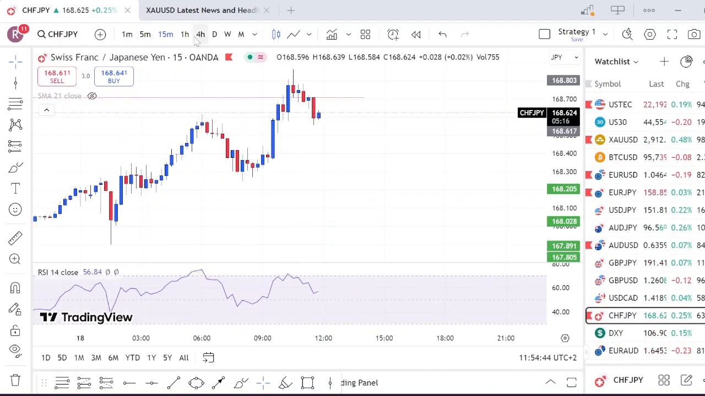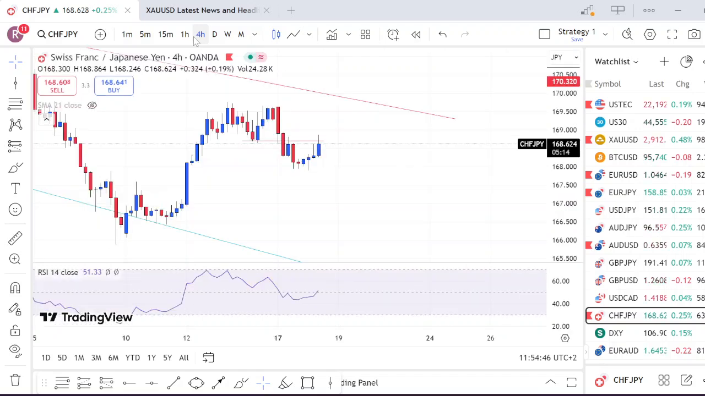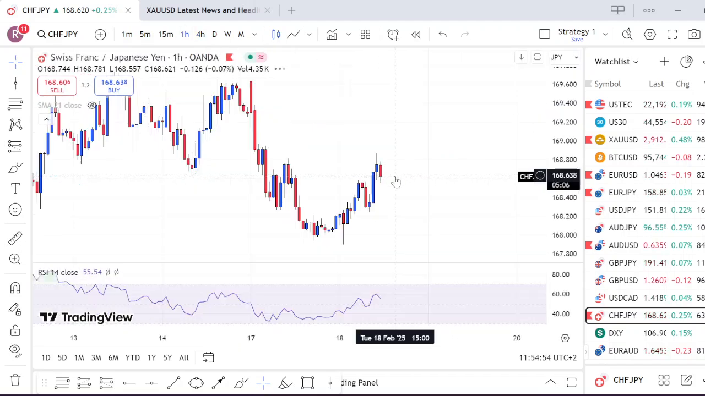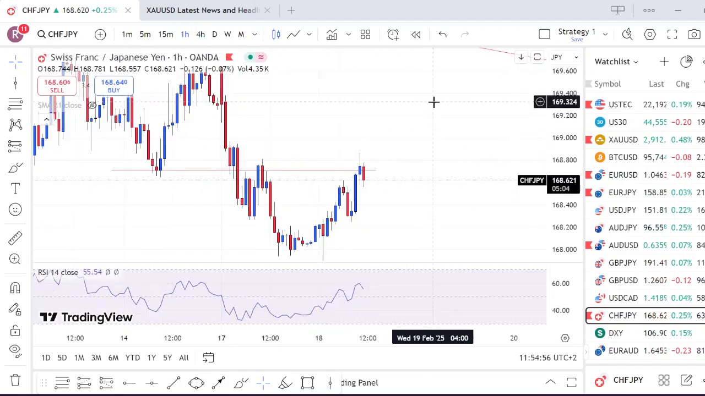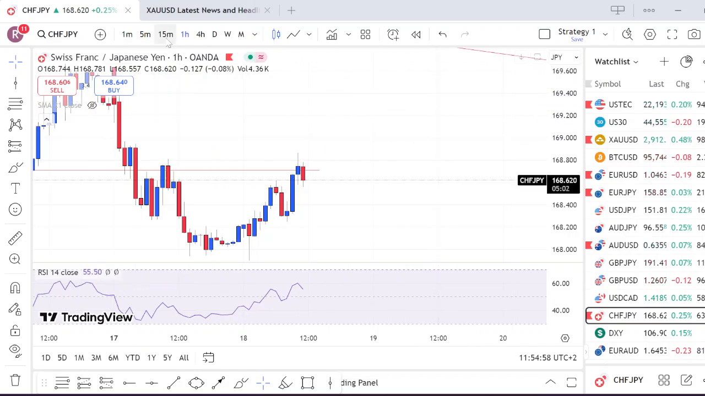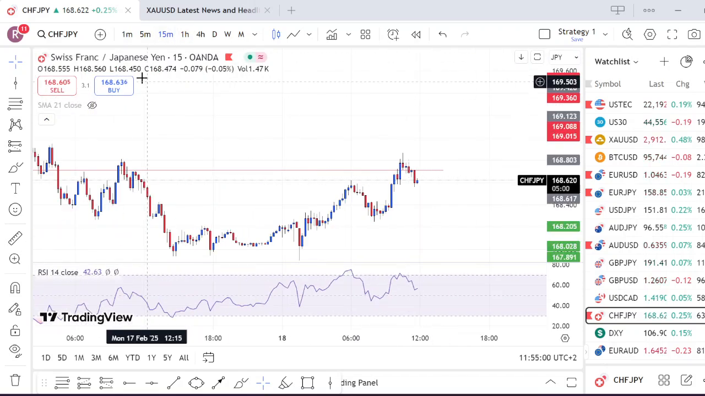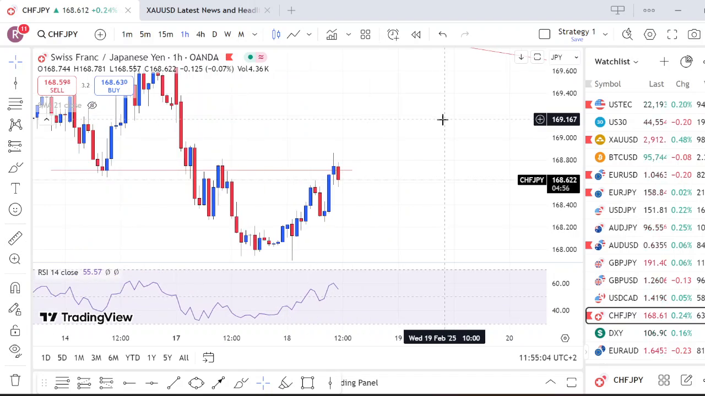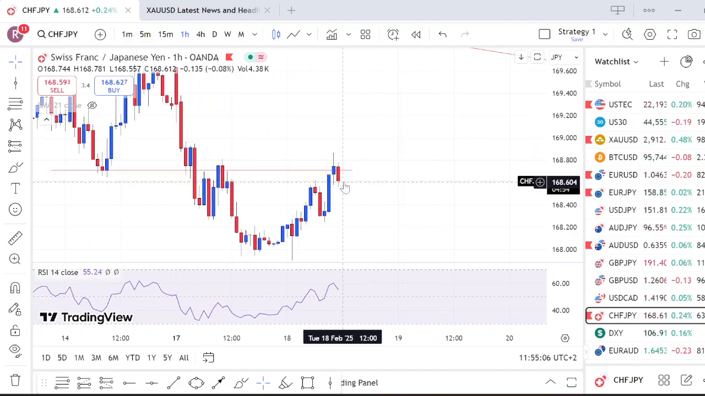CHF JPY, I still fully believe that the bears are in control here, and JPY is super strong. That being said, we have a break and retest, which is currently in play. However, I'm not getting a bearish signal on the 1 hour yet to actually go in and confirm that I'm willing to take a short trade just yet. I would like to see how this closes.